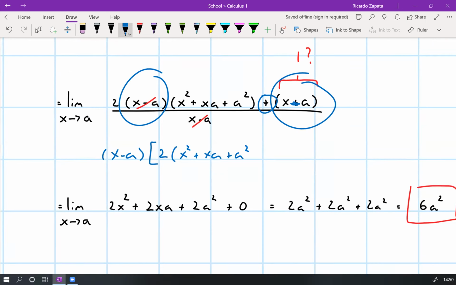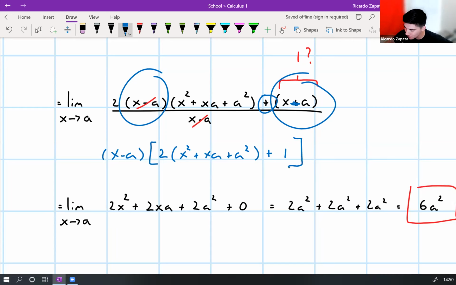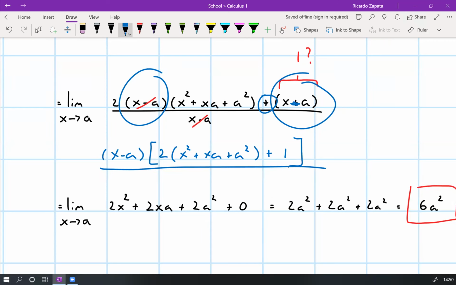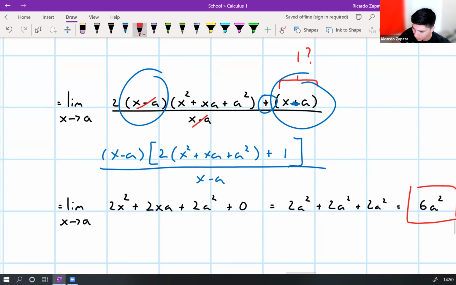Okay, close parentheses. Plus, now that plus sign, you took the x minus a out of that last piece completely, right? So that's 1. There you go. Close the bracket. Now put all of that over x minus a. Right, and there you go. Does that make more sense?